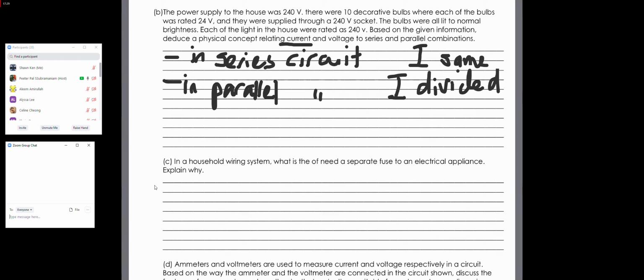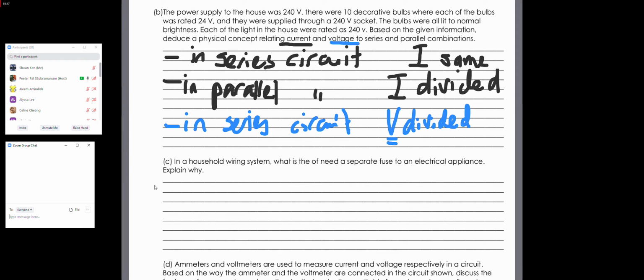Now we go for voltage. In series circuit, the voltage is divided to each of the components or electrical appliances or bulbs according to the resistance value or the need value.